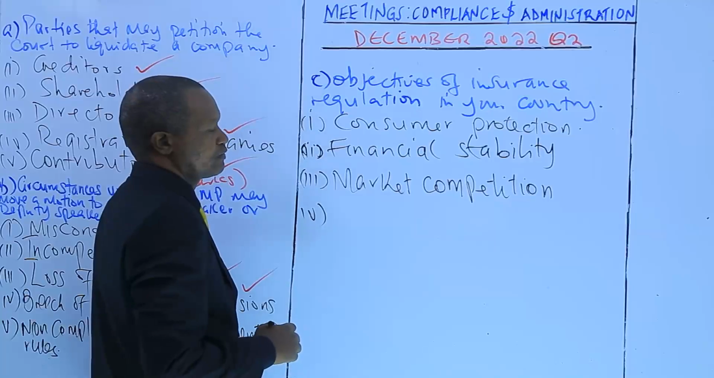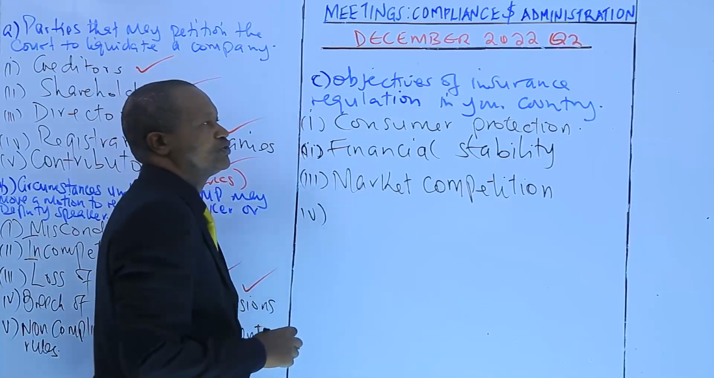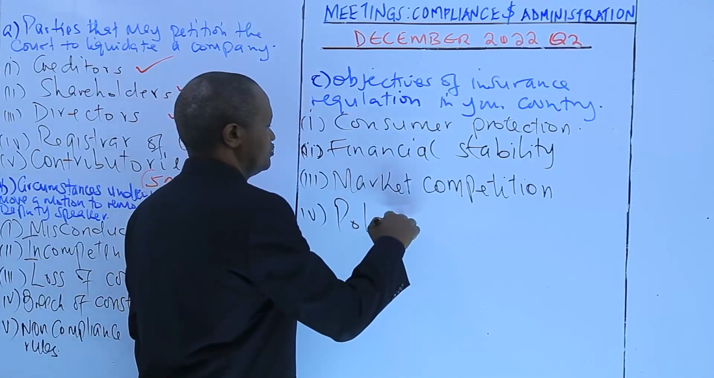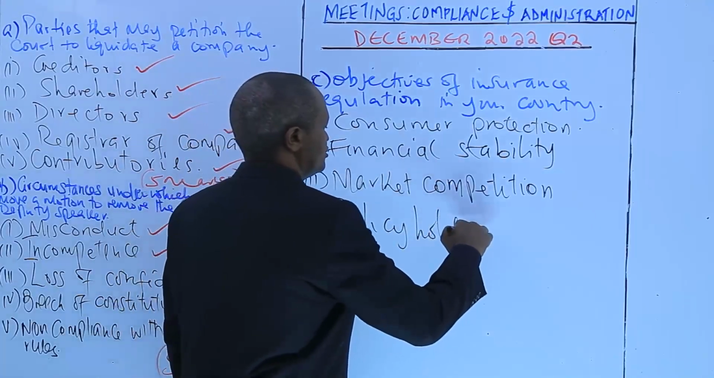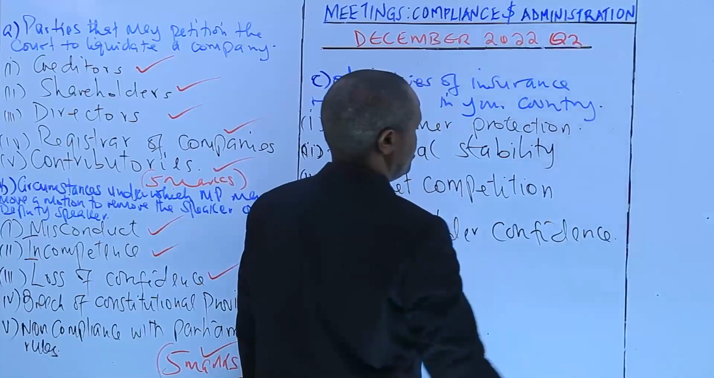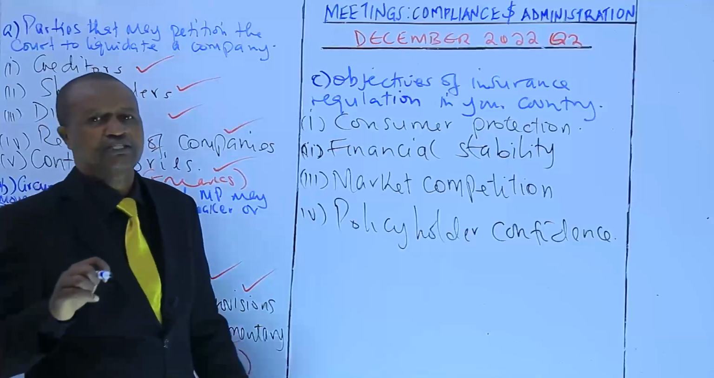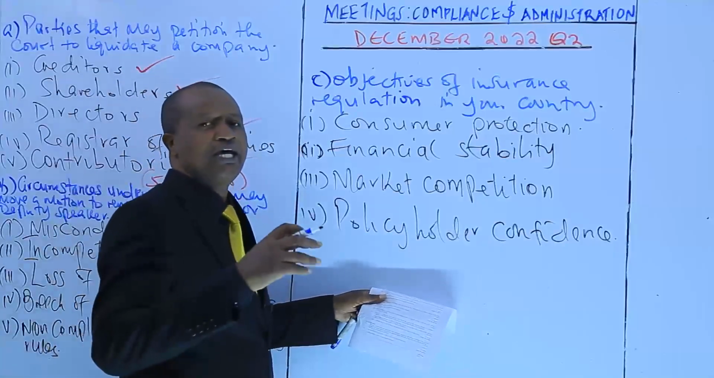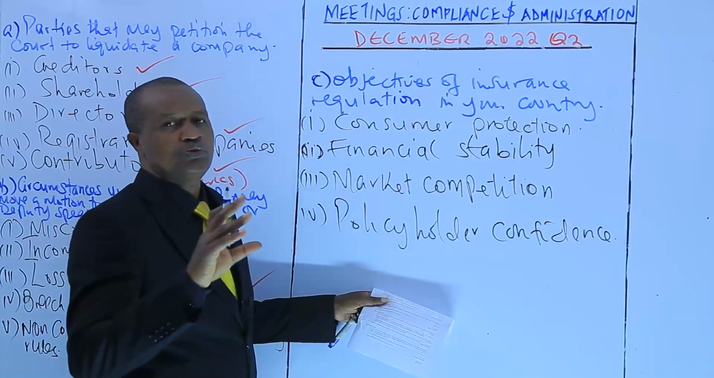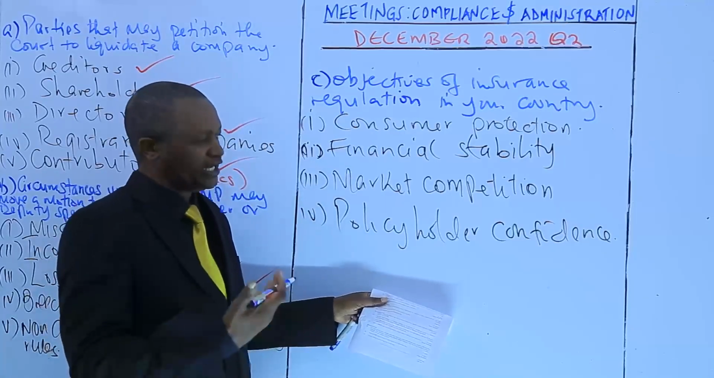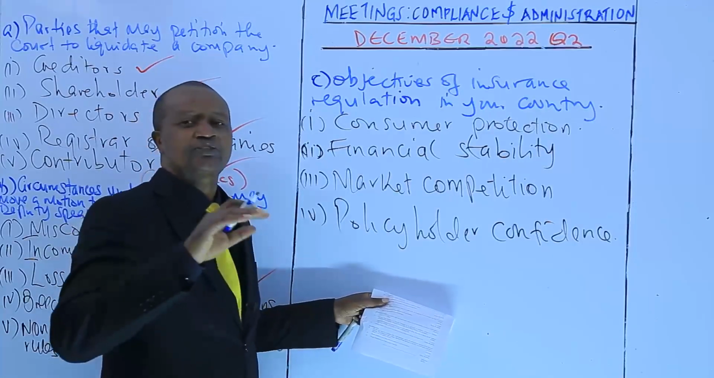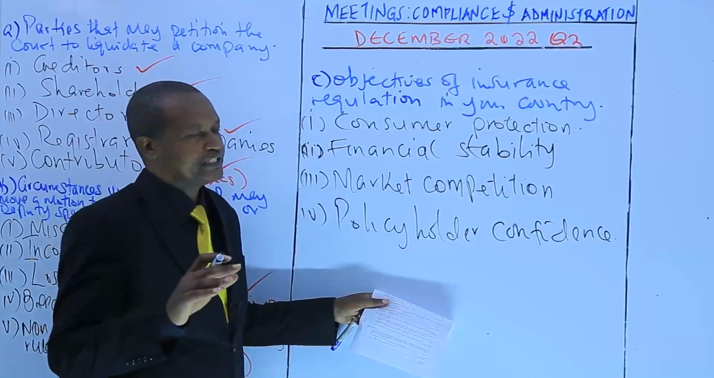4. The fourth objective is in relation to the policyholders. Policyholder confidence. Insurance regulation aims to instill confidence in the industry. That is the insurance industry.